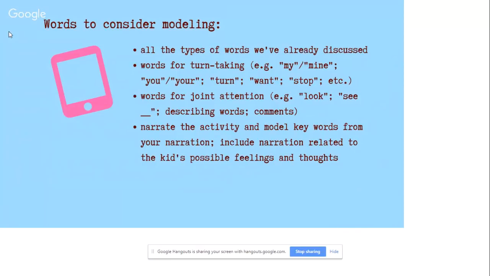And then you can be narrating the activity and modeling keywords from your narration. So you can be describing for the kid what you guys are doing, like, oh, ball, throw ball. We're throwing the ball, right? And you're not modeling on the talker, we're throwing the ball, because they're not at that stage yet. But you're saying that whole phrase, and you're modeling those key words for them, and you're helping them to kind of hear and verbalize what is going on, what you guys are doing, which is nice.